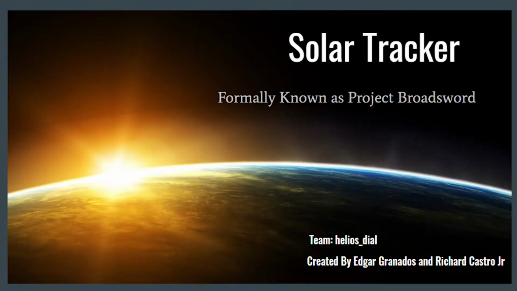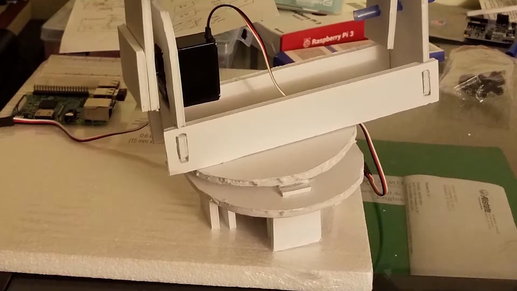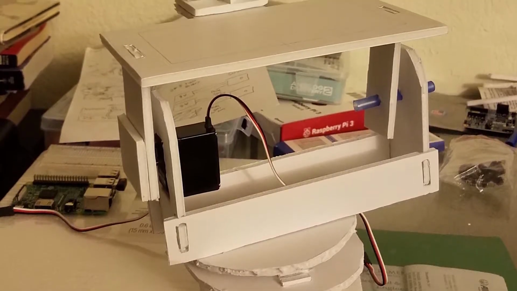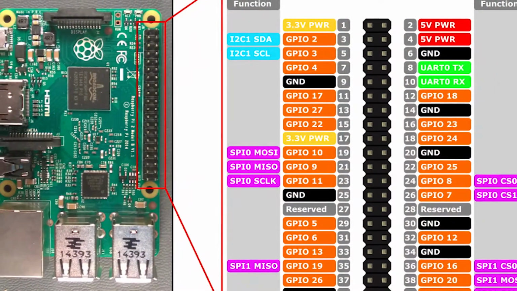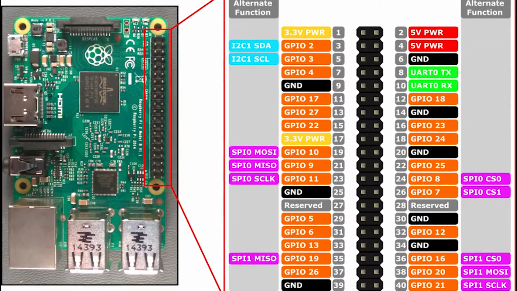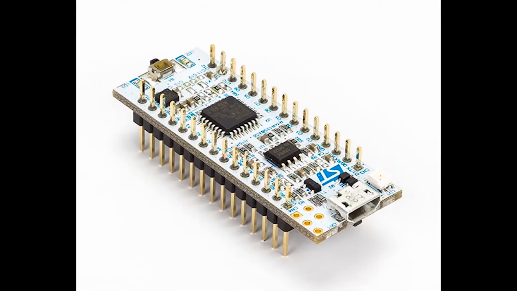For our final project, we have made the solar tracker, presented by Team Helios Dial, created by Edgar Granados and Richard Castro Jr. So we decided to make a solar tracker that is controlled by a website on a Raspberry Pi that acts through a program that's downloaded onto a STM32 Nucleo board.